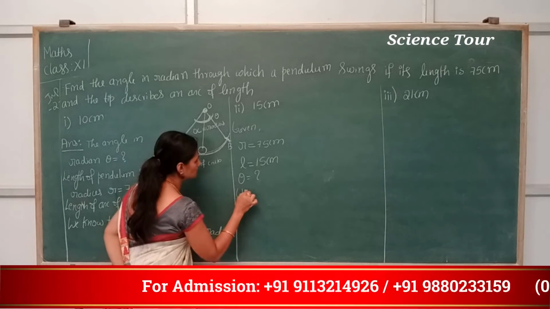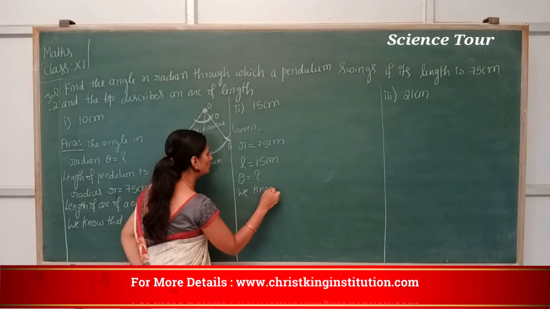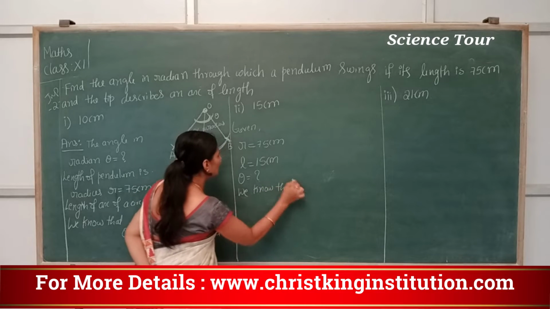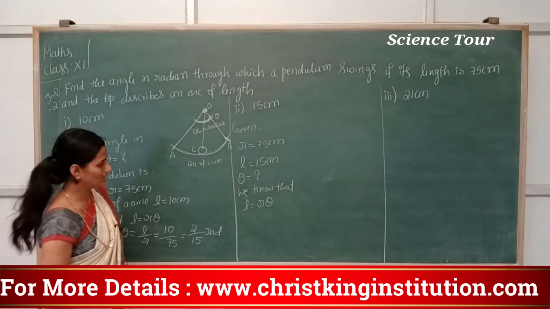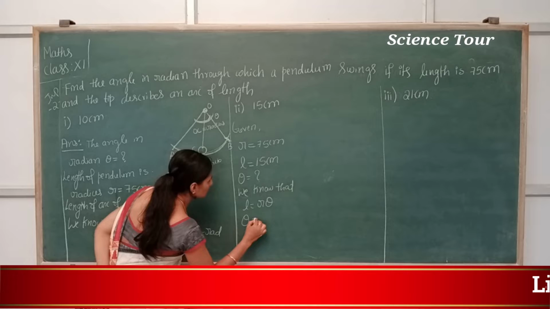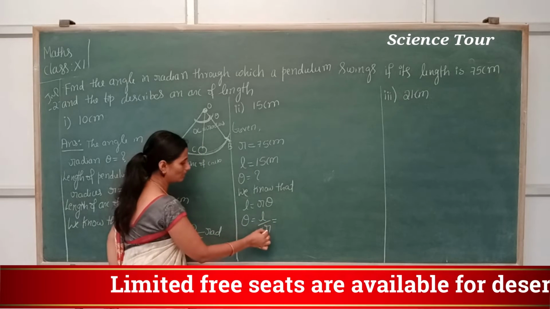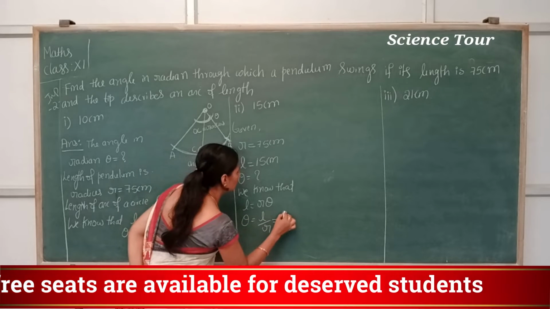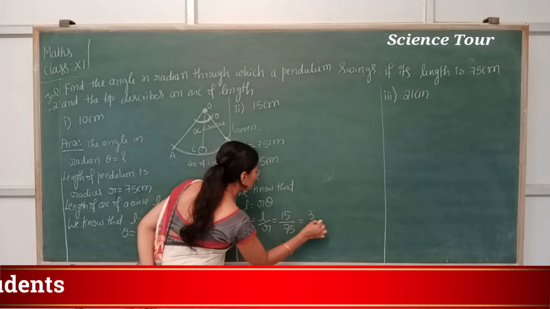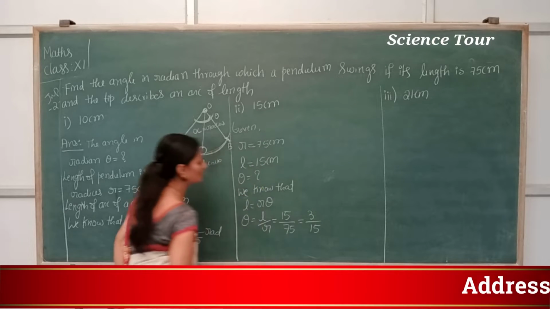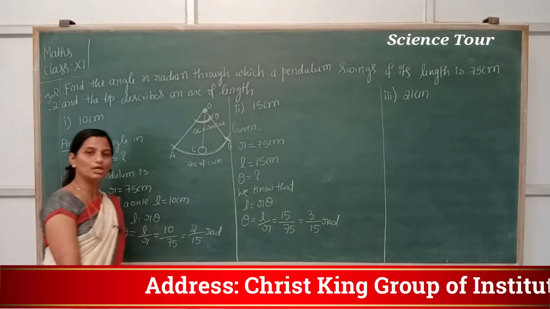Now next, we know that L is equal to r theta. So theta is equal to L divided by r. L is 15 divided by r is 75. 5 3s are 15, 5 15s are 75. So theta is 1 by 5 radian.